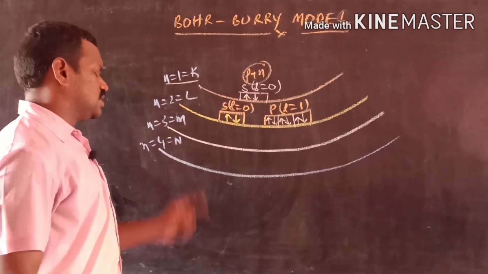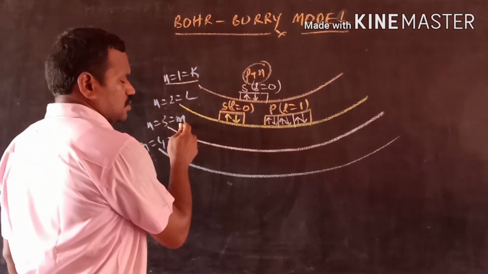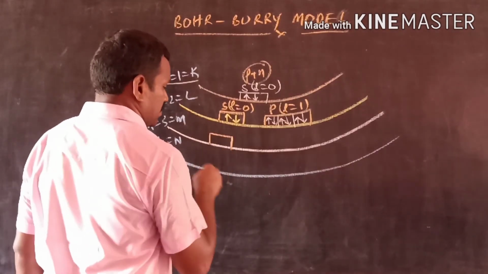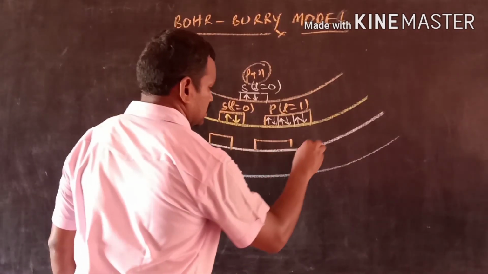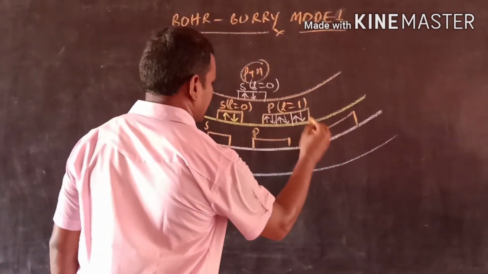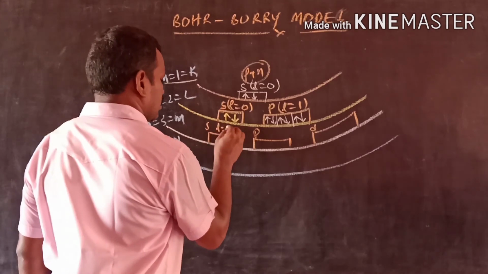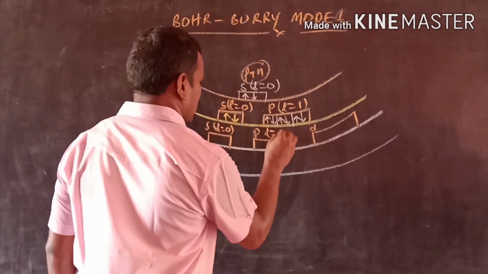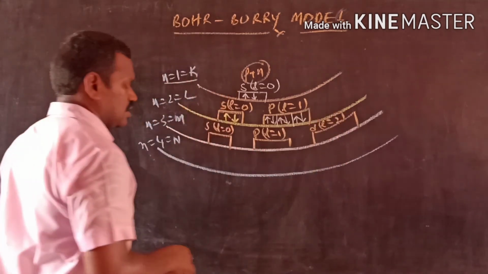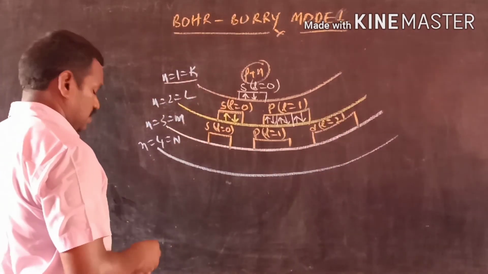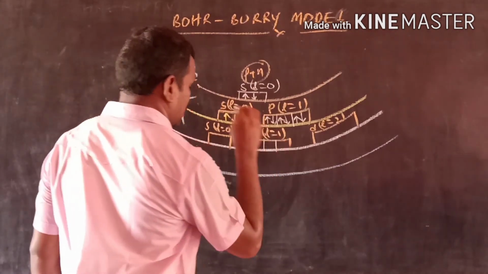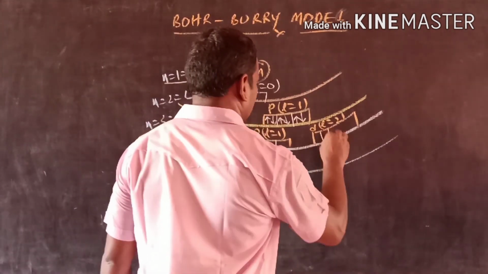Now let us see n equal to 3, that is capital M, divided into 3 sublevels. They are S, P, D. For S, the L value is 0. For P, the L value is 1. For D, the L value is 2. Then we should know the orbitals. S can accommodate 1 orbital, P can accommodate 3 orbitals, D with 5 orbitals.